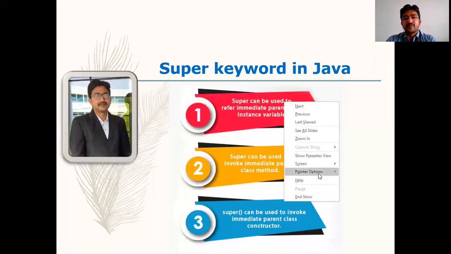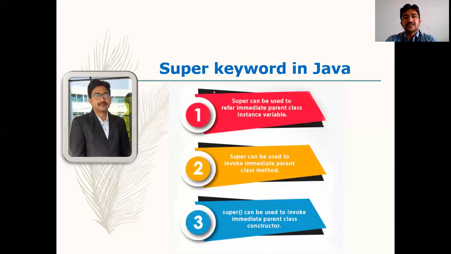Now today we are going to talk about a topic called the super keyword in Java. Like we have different keywords in Java, like final, public, static, void, there are different keywords out there. In the same fashion, we also have a keyword called super. The main objective of this super keyword is that there are three different uses of it.